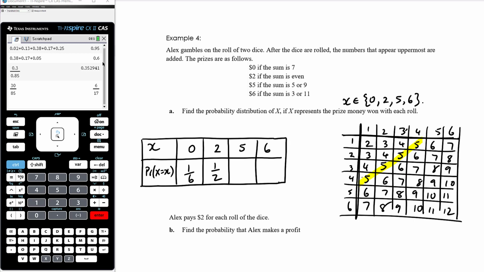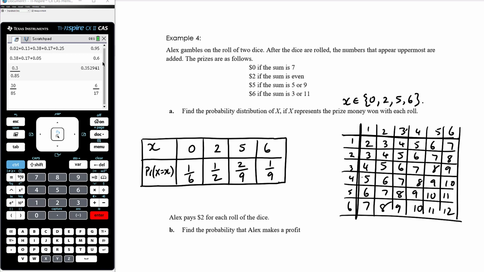Okay, so 5 or 9. So that's a total of 8 outcomes out of 36. Okay, which is going to be 2/9. And then $6 if the sum is 3 or 11. So 3 or 11, that is 4 outcomes out of 36, which is 1/9.